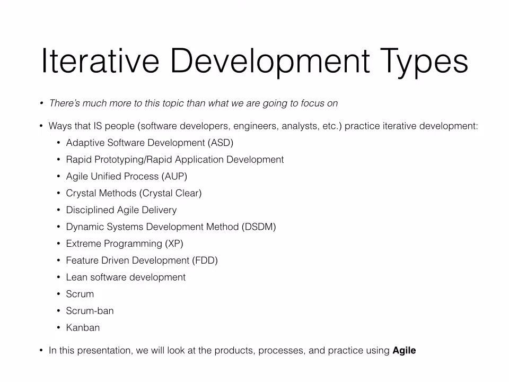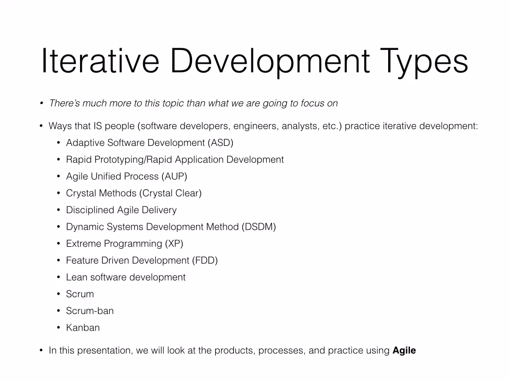Some of this is called adaptive software development practices, rapid prototyping, rapid application development. When I took an information systems class, we didn't talk much about Agile. We talked about rapid application development. And Agile, or iterative development, is just an evolution of that. There are other processes related to Agile, such as the Agile Unified Process.